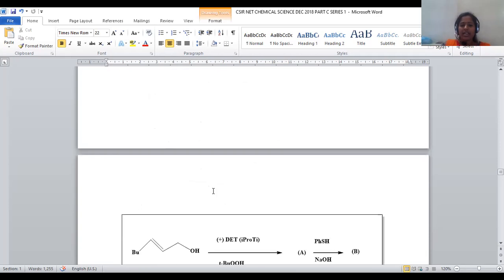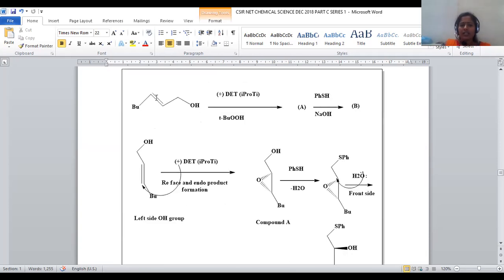How can we write its mechanism? We are taking allyl alcohol upon treating with diethyl tartrate. Always diethyl tartrate will be involved in rear face attack and endo product formation is possible, and the epoxide will be generated away from the R group.